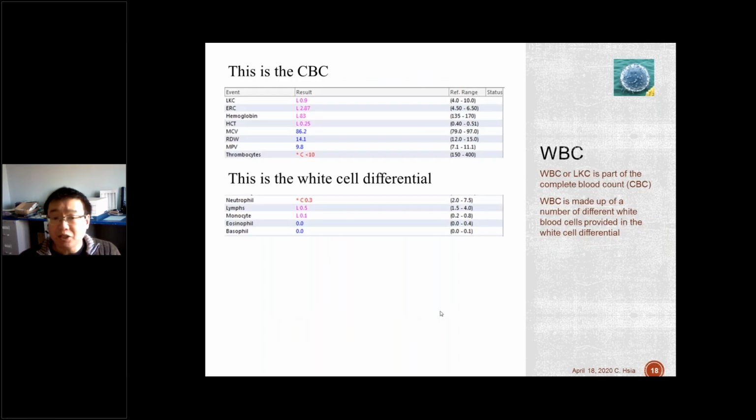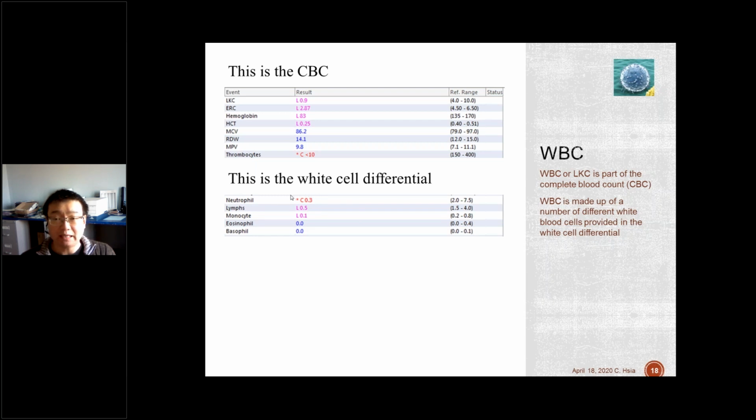So how do you know how your white blood cells are doing? Well, again, the LKC or the leukocyte count tells you what your white blood cell numbers are like compared to the reference range. So this individual, their white blood cell count is low at 0.9 compared to the normal 4.0 to 10.0. But it's also important to know that the white blood cells are made up of these different white blood cells, including these neutrophils, lymphocytes, monocytes, eosinophils, and basophils. And we can actually test each of those and figure out which ones are low.